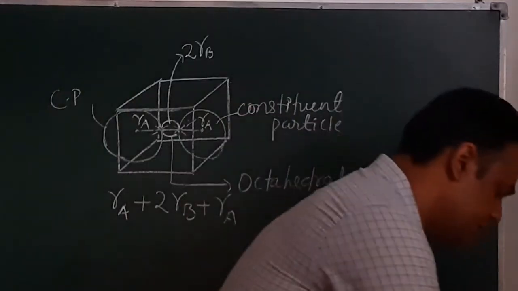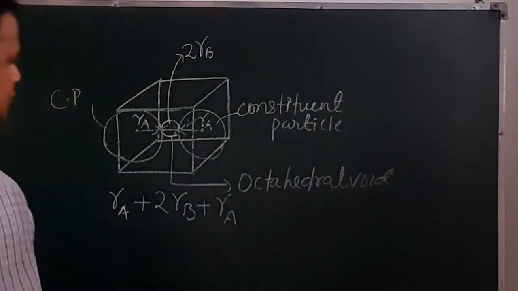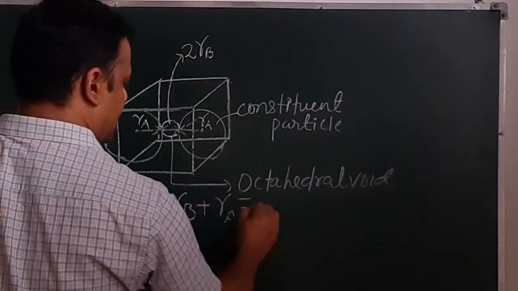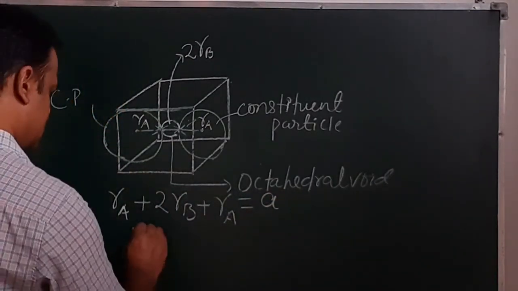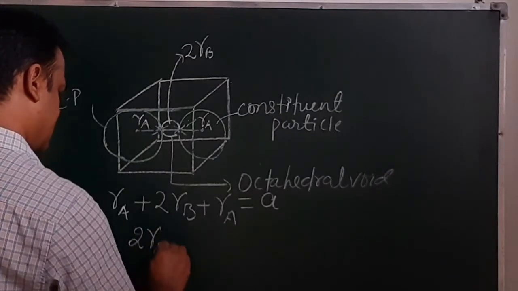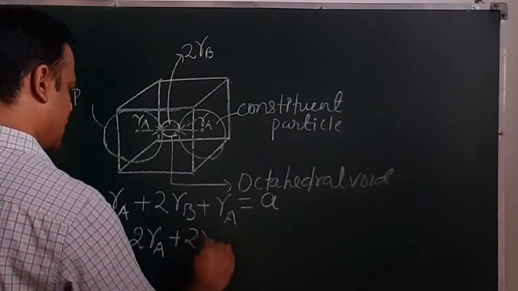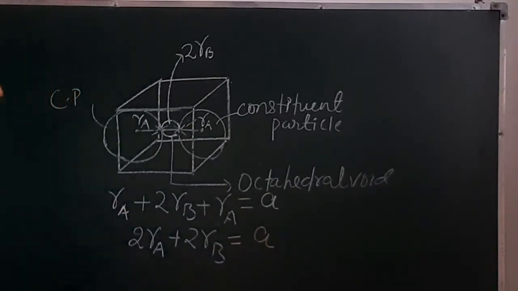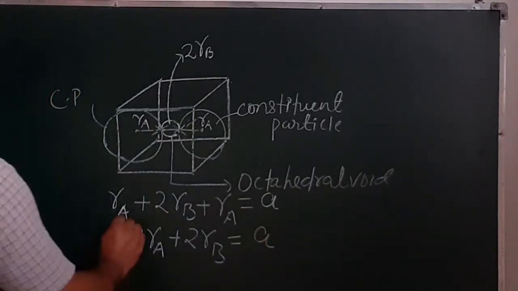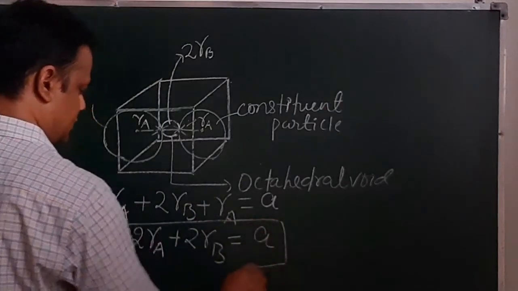So we can write this equals A. So from here we can write 2RA plus 2RB will be equal to A. This is the first relation we have established.